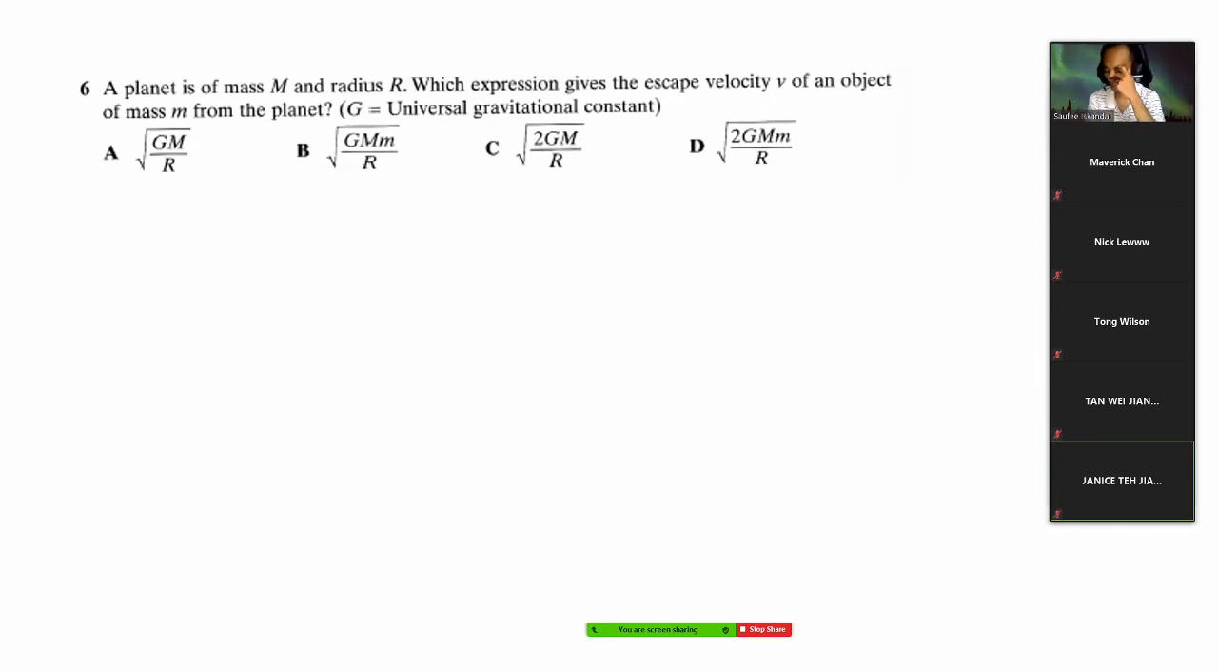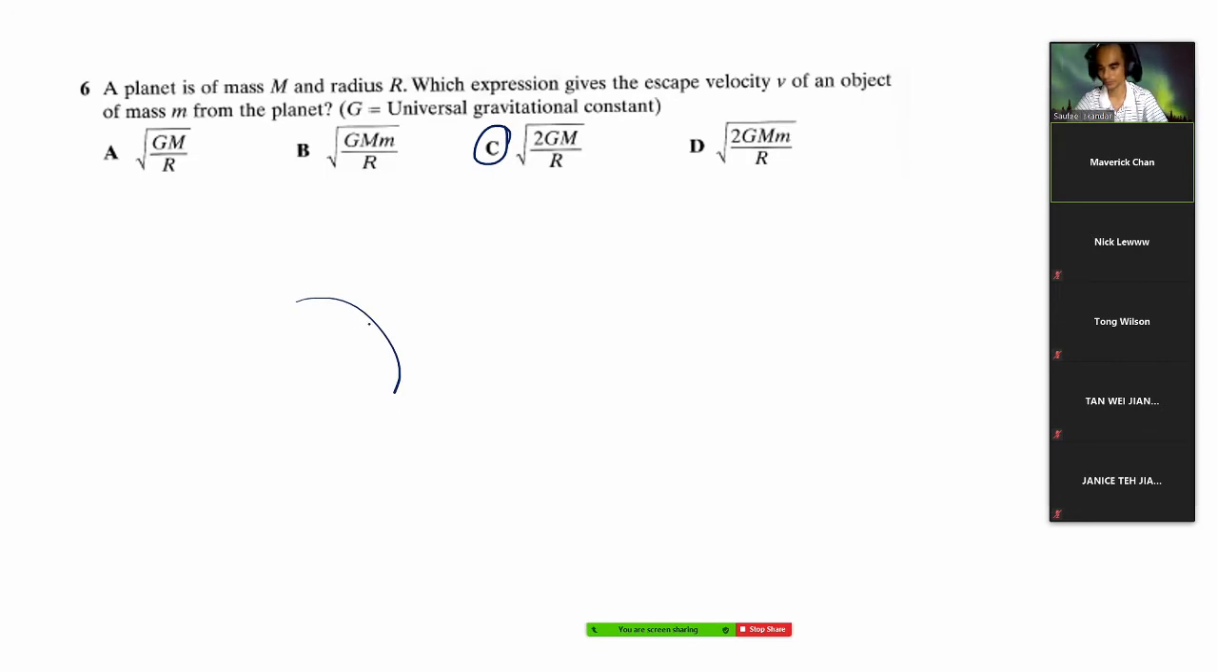Okay, number 6. This is very easy. Answer? C, sir. Yeah, answer is C, correct. You need to derive. You want me to derive? I want. You need or not? Actually, it's inside the book. Okay, your wish, sir.